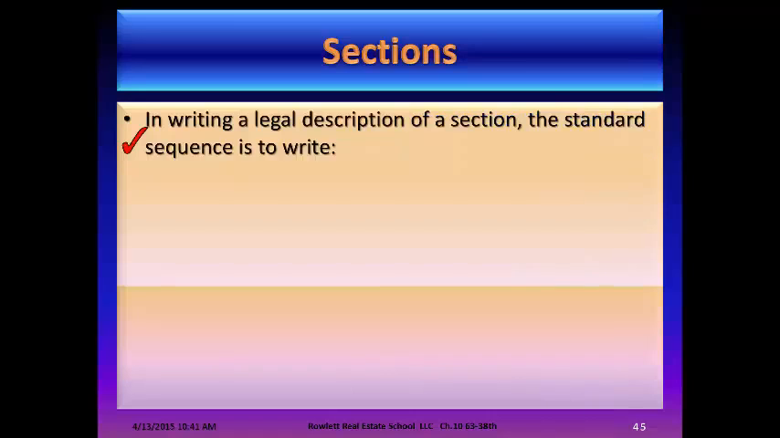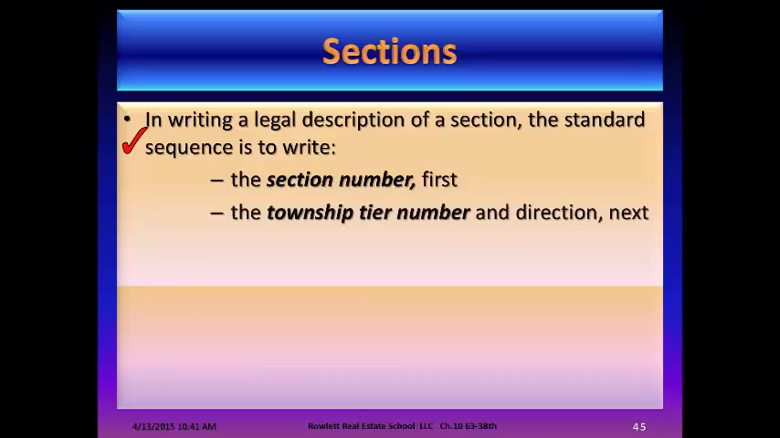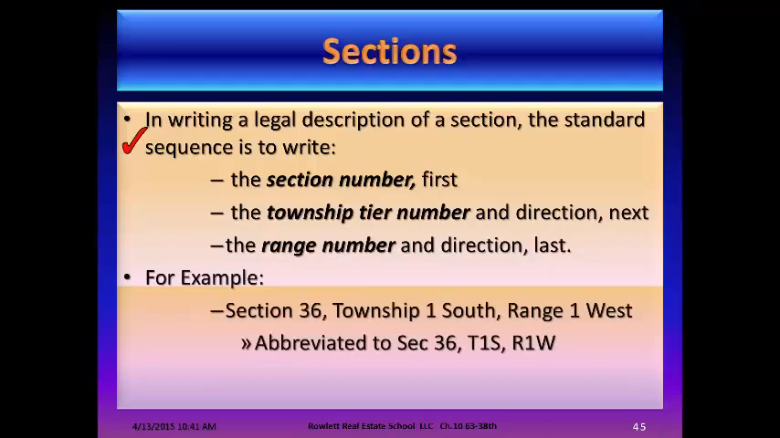In writing a legal description of a section, the standard sequence is to write the section number first, the township tier number and direction next, the range number and direction last. For example, section 36, township 1 south, range 1 west, which you can abbreviate to section 36 T1S R1W.